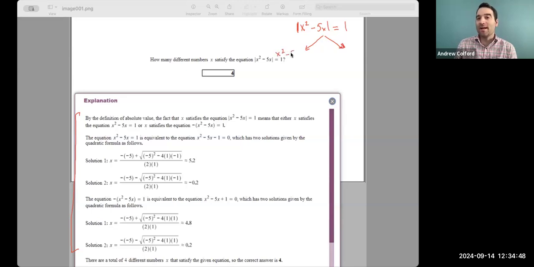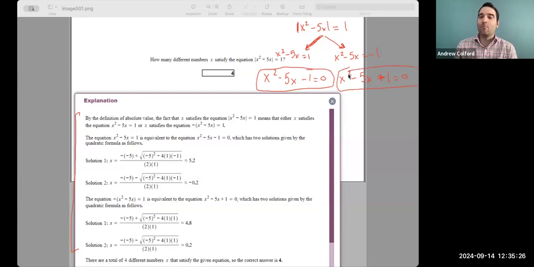Either x squared minus 5x equals 1, or x squared minus 5x equals -1, right? And I don't want to go too far down a rabbit hole of absolute value, but this is what we do when we have an absolute value equation: we split it into these two possibilities. Okay, so then we get x squared minus 5x minus 1 equals 0. And over here, x squared minus 5x plus 1 equals 0. I'm putting this into quadratic form.